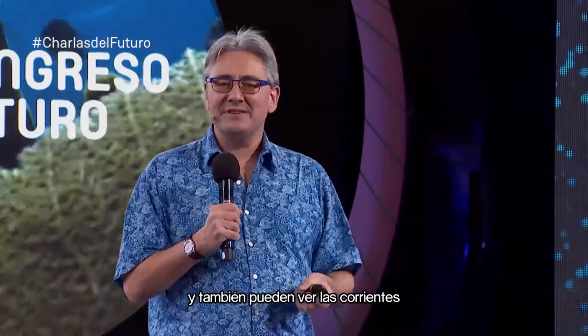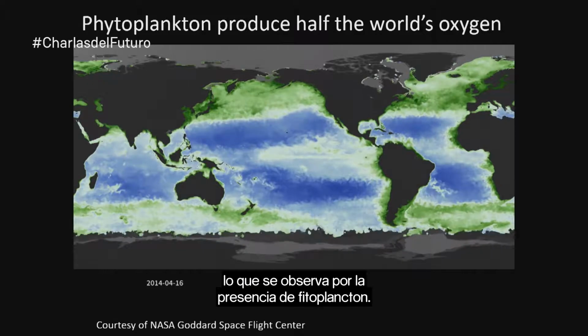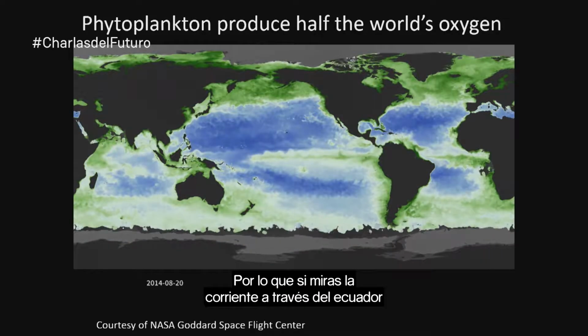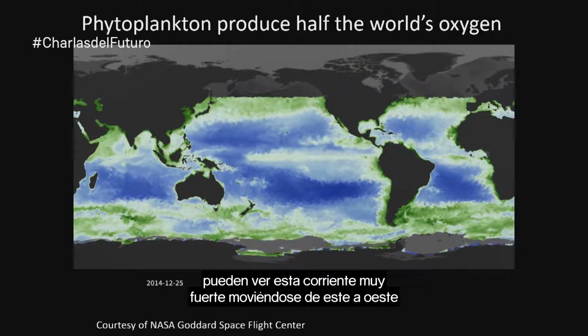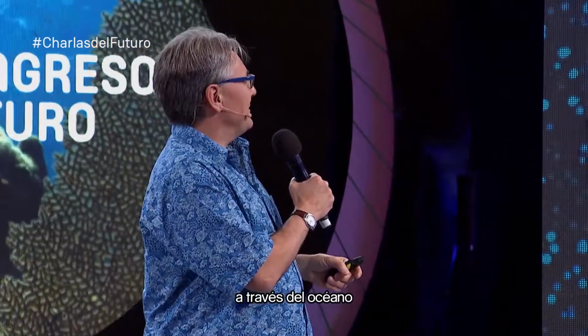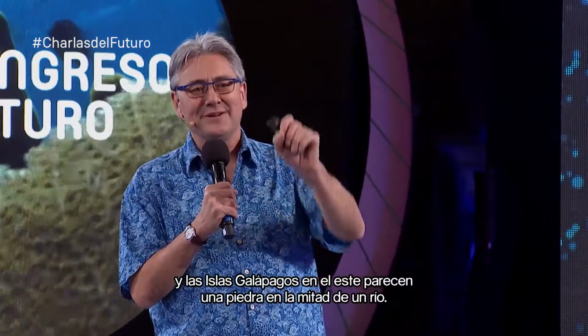And you can also see the currents that are flowing around the planet, revealed by the presence of phytoplankton. So if you look at the stream across the equator in the Pacific Ocean, you can see this really strong current moving from east to west across the ocean there, and the Galapagos Islands in the east look like a stone in the middle of a river.